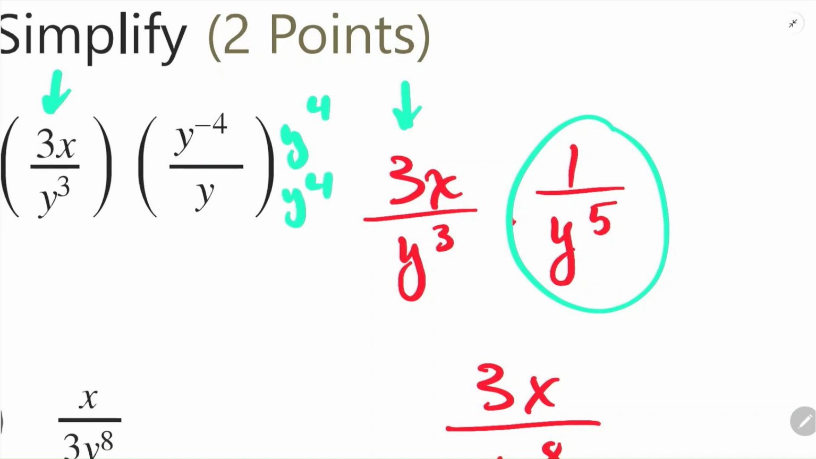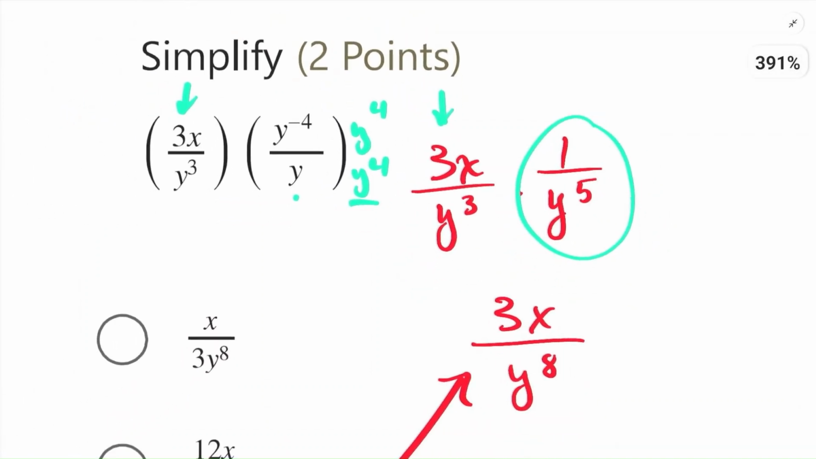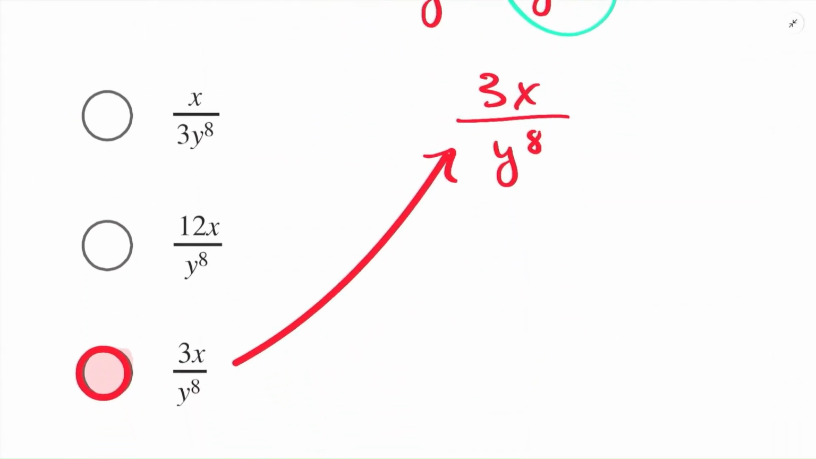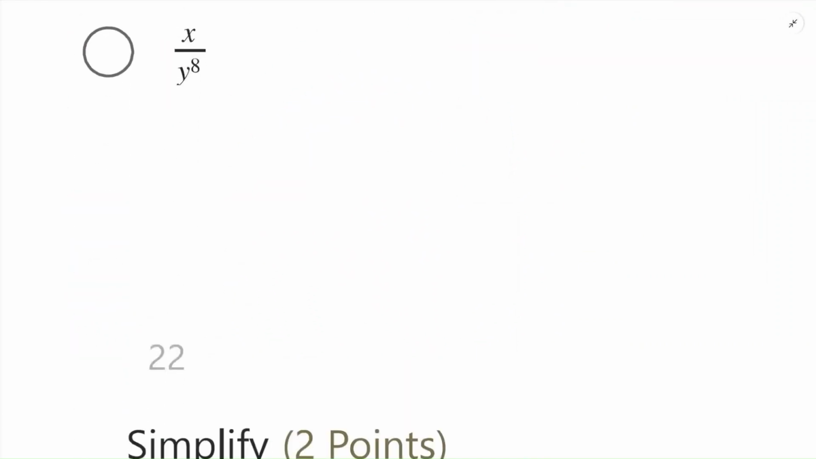And when I do that in the numerator, I get just the number 1. That's literally y to the 0 power. Y to the 0 power is equal to 1. And you can see now I've got 1 and 4 more factors of y in the bottom. So there's 5 factors of y in the bottom. And then just putting that all together, I get 3x y to the 8th, which was one of the choices. 3x y to the 8th. 22.